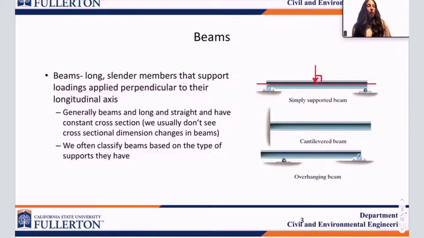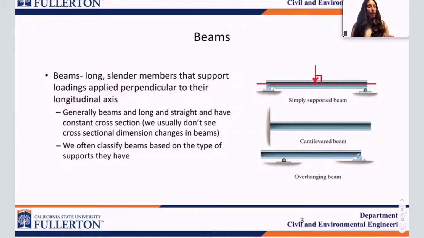These beams are generally long and straight, right? And they usually have constant cross-sectional area. So typically for civil engineering design, we don't have too many beams that have varying cross-sectional area, okay? We like to keep this simple for construction purposes and for design purposes.